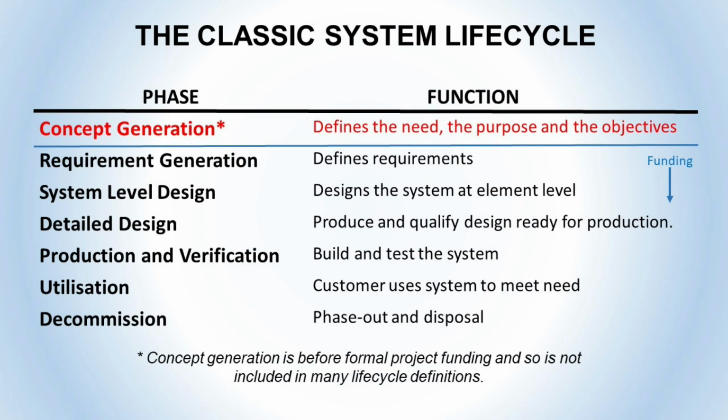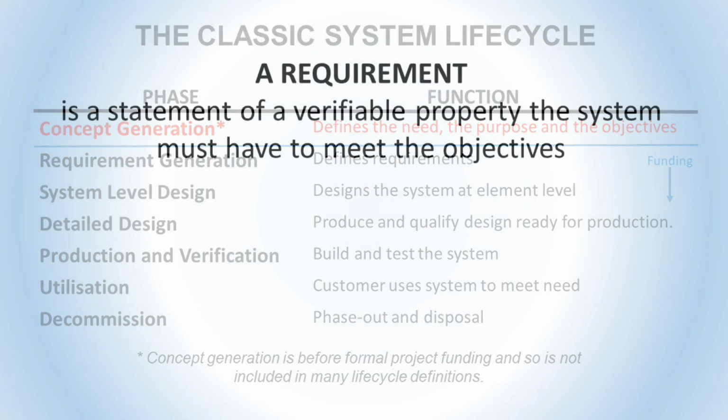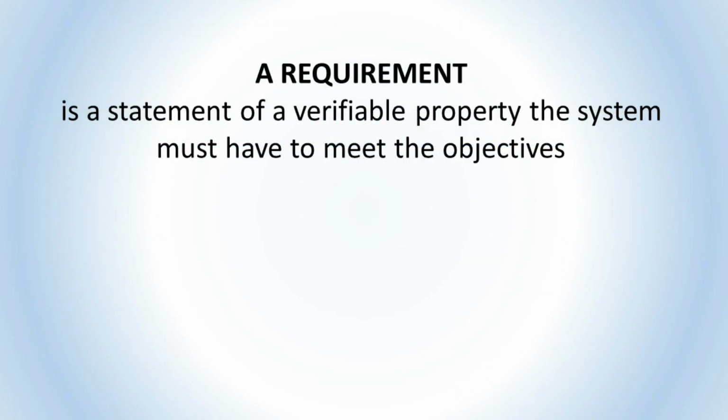And the first phase is requirement generation, so we need to address what requirements are. The goal of the requirements generation phase is to find and document all the specific properties that the system must have to meet its objectives, preferably in the form of definite, quantifiable statements we call requirements.